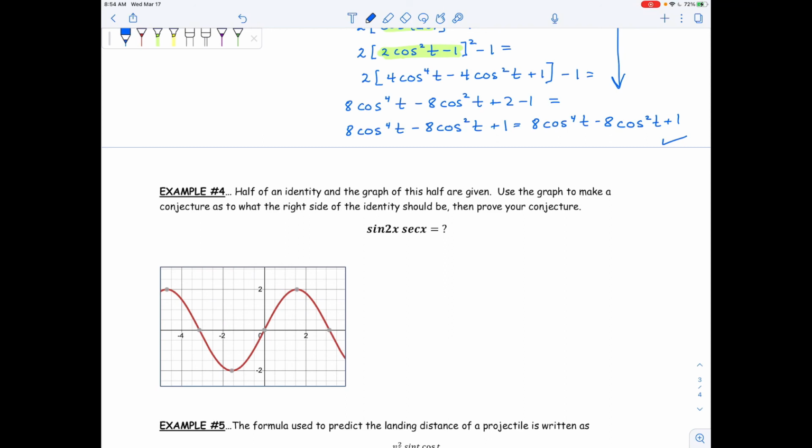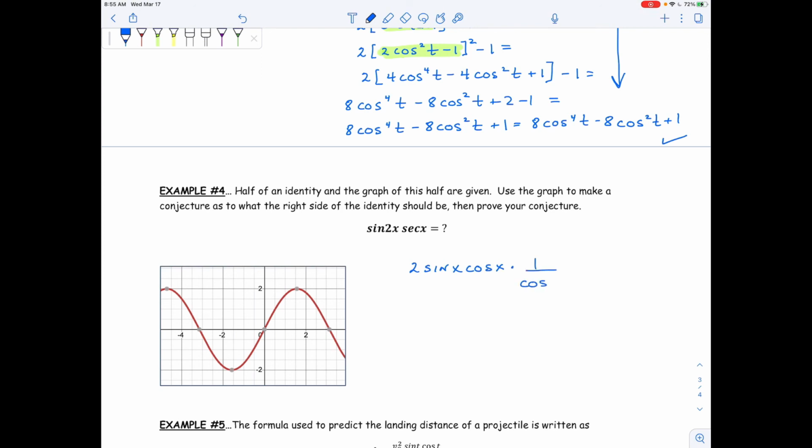You can see that it goes through 0, and it is an increasing graph as you're moving from 0 to 2. That looks like a sine graph. So let's see how that plays out if you were to actually complete the identity. And to complete the identity, what I'm going to do is just expand that left-hand side. So sine 2x is 2 sine x cosine x, and secant is 1 over cosine.